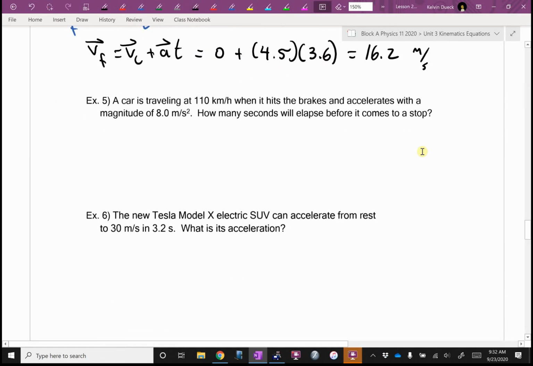Example 5. A car is traveling at 110 kilometers per hour when it hits the brakes and accelerates with a magnitude of 8 meters per second squared. How many seconds will elapse before it comes to a stop?